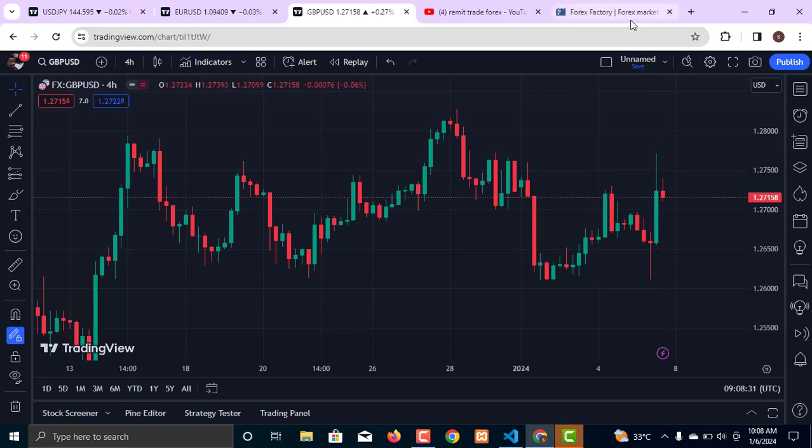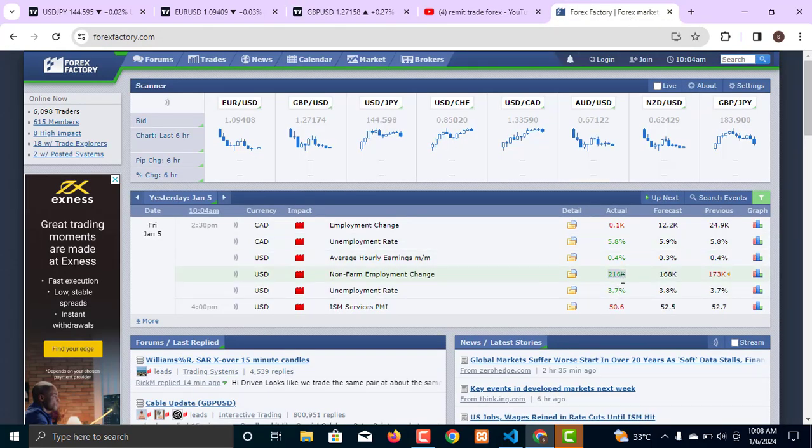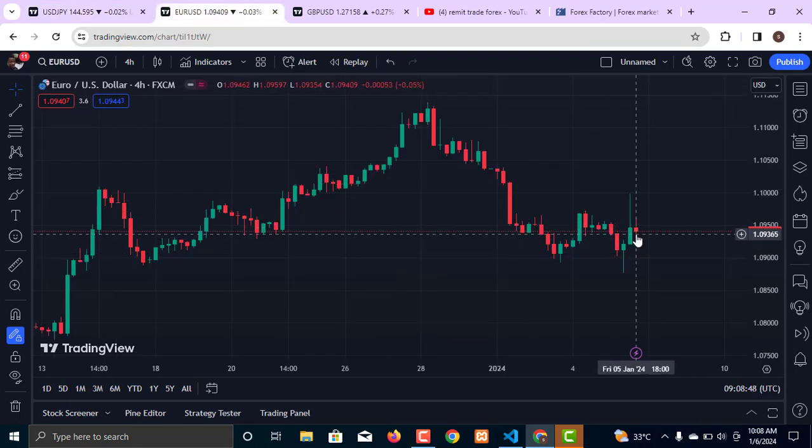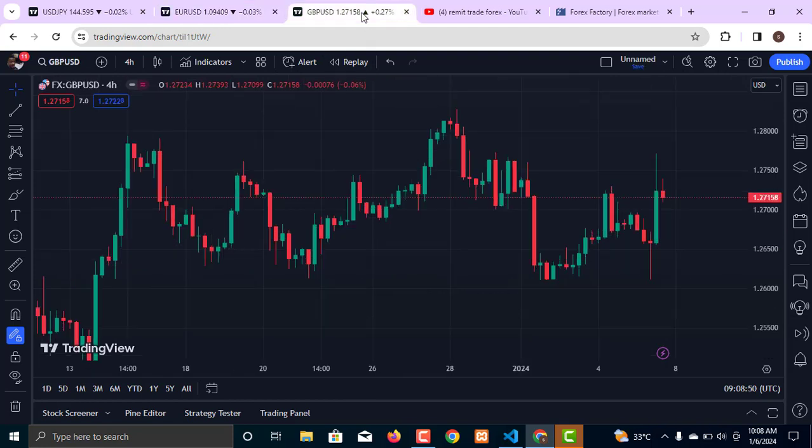Why? Because this data shows that it was supposed to be good for the US dollar. That means for USDJPY, market is supposed to move to the upside. For EURUSD, market is supposed to come back down, and for GBPUSD, market is supposed to come back down because the data is good for the US dollar. But we see otherwise on the chart.